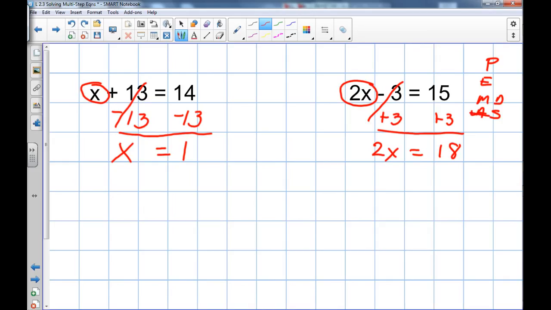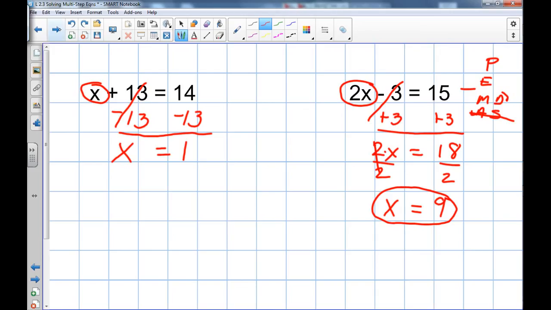Now that we've done addition and subtraction, we look for multiplication and division. There is a multiplication times 2. Opposite of multiplication is divide by 2, and what you do on one side, you do on the other side. The 2's cancel. You're left with x. 18 divided by 2 is 9, and that's your answer. Remember, your answer is x equals 9, not just 9.